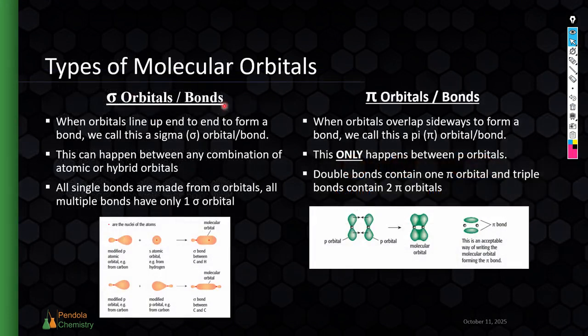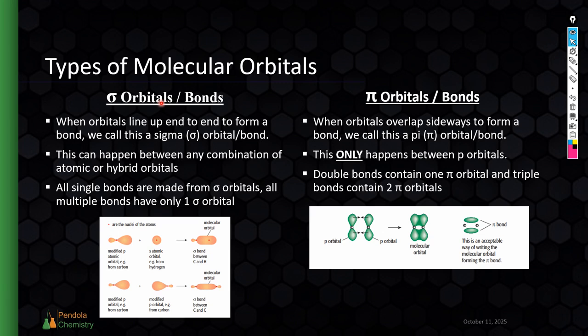So moving forward, there are two types of molecular orbitals or molecular bonds: sigma and pi bonds, and we're going to look at these now. Let's start with sigma. Sigma orbitals, or sigma bonds, we'll call a bond that forms a sigma orbital a sigma bond, happen when orbitals end up lining up end to end or overlapping end to end to form a bond.